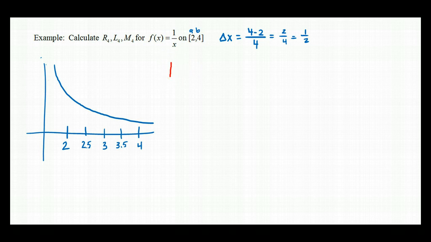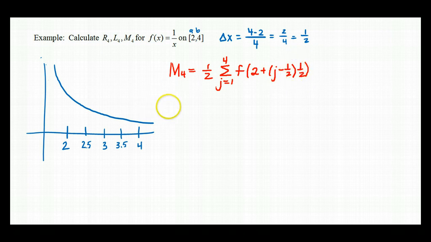So the formula for M4, let's write that down, is delta x, so it's 1/2. The sum of j equals 1 to n, so the number of rectangles is still 4, of f of a, so a is 2, and here's where it gets different. So f of a plus j minus 1/2 delta x. So delta x is 1/2. So here it's a little bit tricky notation, but I want to focus on what's going on the graph. So here's my function 1 over x. So I still want 4 rectangles of equal width.